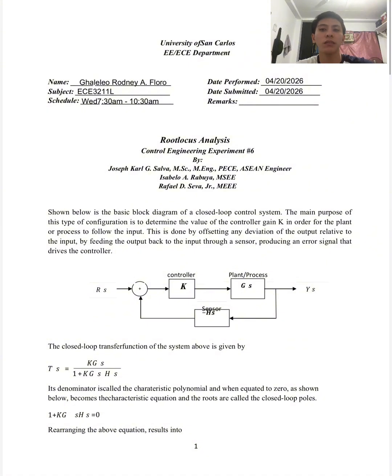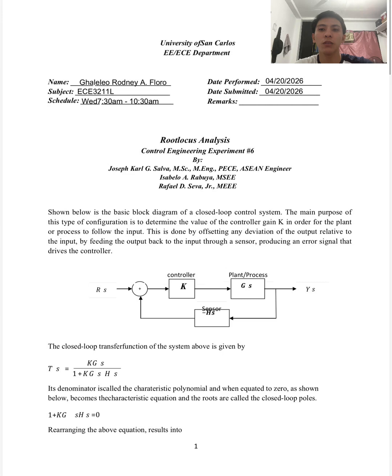In the first part, the lab introduces the basic concept of a closed loop control system. The block diagram shows the controller, plant or process, and the feedback sensor. The purpose of this setup is to make the system output follow the input by minimizing the error signal. The characteristic equation and closed loop transfer function were also introduced.